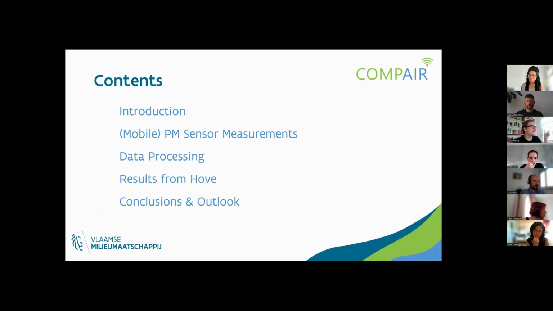So these are the contents. I'll start by introducing the topic a little bit. I don't know if everyone present here is an expert on air quality or not, but I will give some basic introduction on it. I'll talk about PM sensor measurements, difficulties involved. I'll talk about a bit of the data processing. I'll show some results that we got from our trial, and then at the end, I'll give some conclusions as one is wont to do.